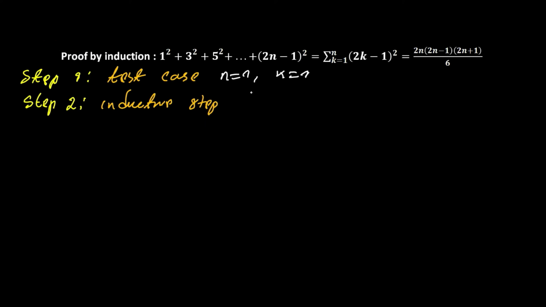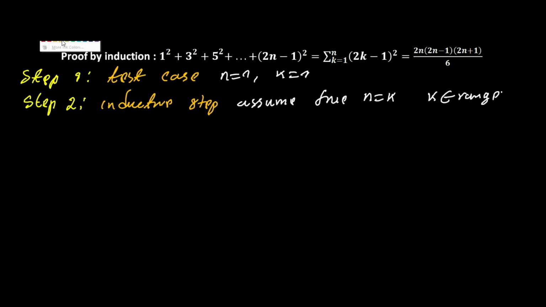For the inductive step here, we are assuming that it is true for a certain value of k that is within the range. So we are going to assume here that it is true for a certain n equal to k, where this k is within our range. K belongs to the range of our function.